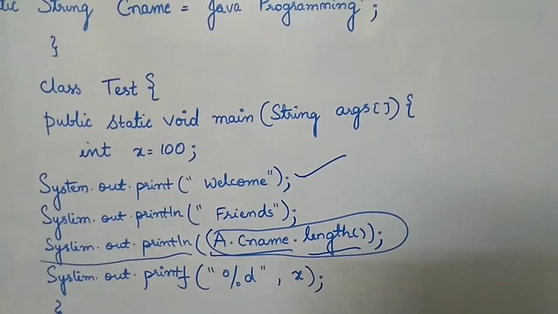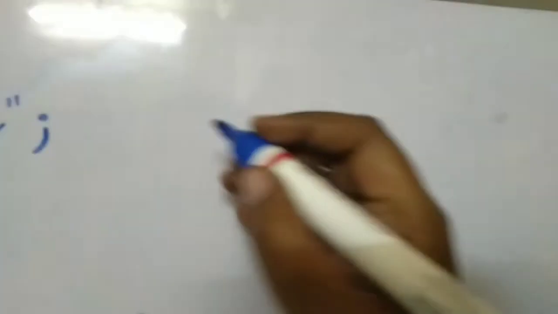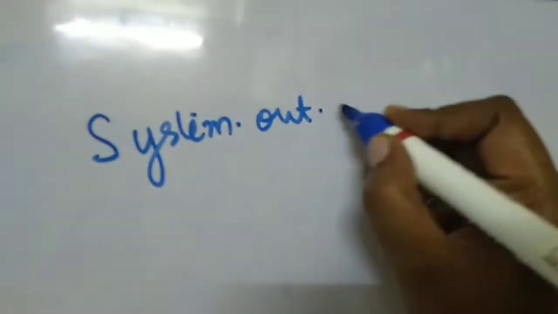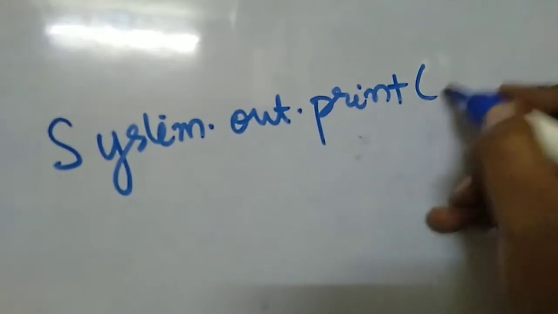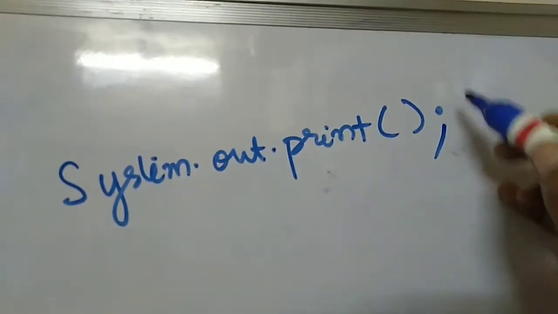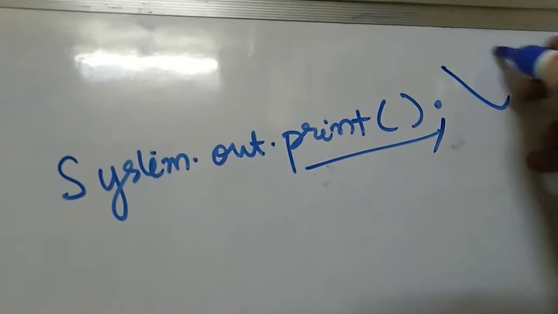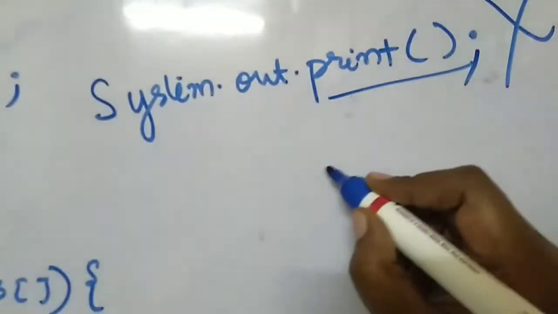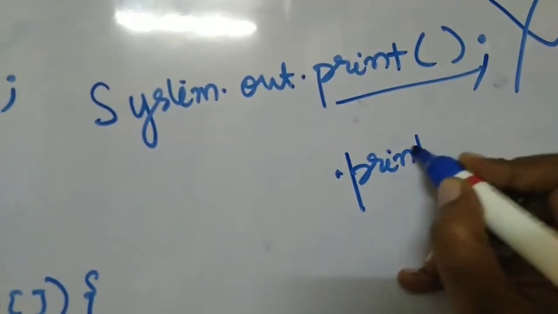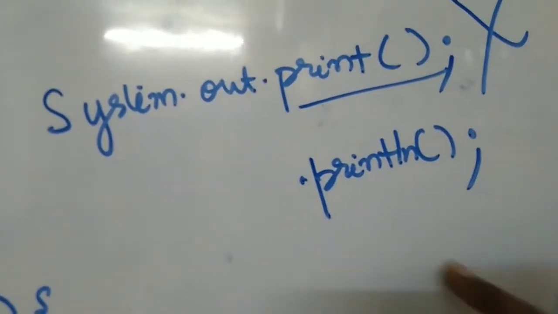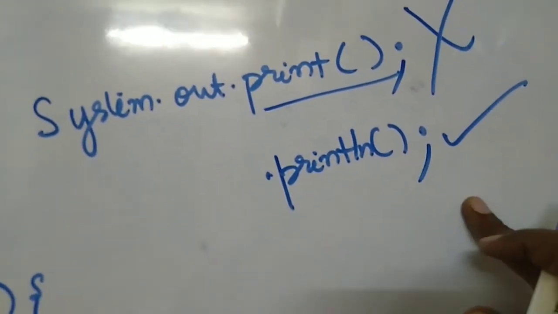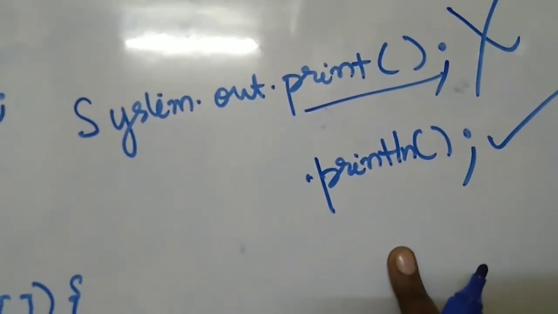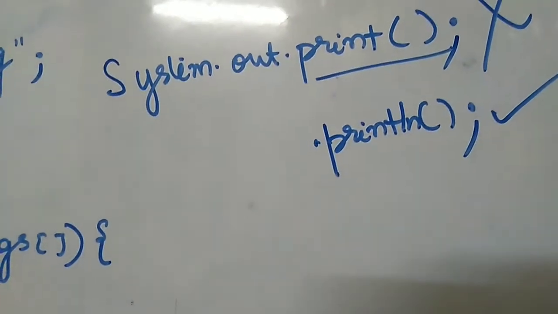Another difference between print and println is that you cannot have system.out.print without arguments. There is no print method without arguments, so this cannot work, and you will get an error if you try it. But there is a println method with no arguments, so you can simply write it like this in your program. This is legal, and it prints nothing and takes the cursor to the next line. This is another difference between print and println.